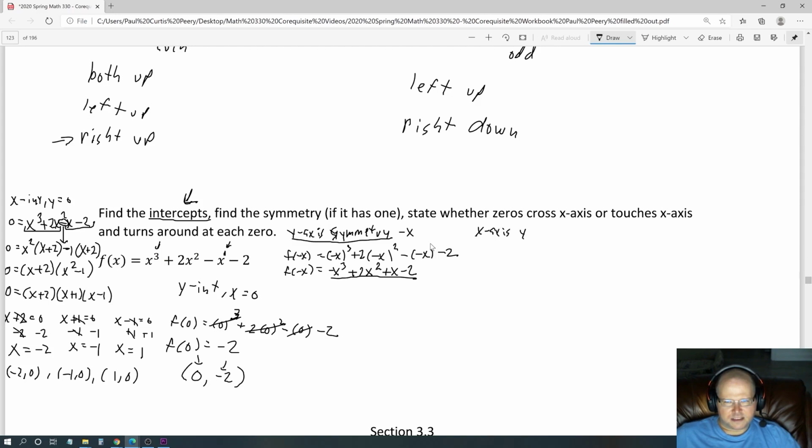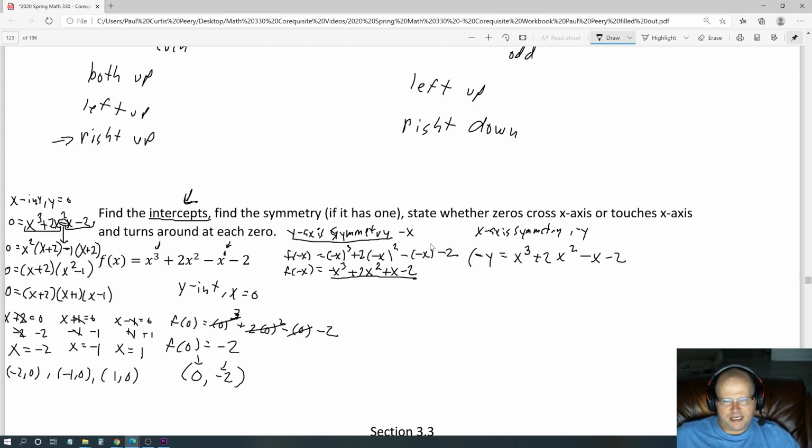x-axis symmetry, where we're going to be plugging in basically a negative y. Okay, so if I take the original one and I plug in a negative y, would I in fact get back the original equation? And no, I'm not going to get back the original equation because of this.